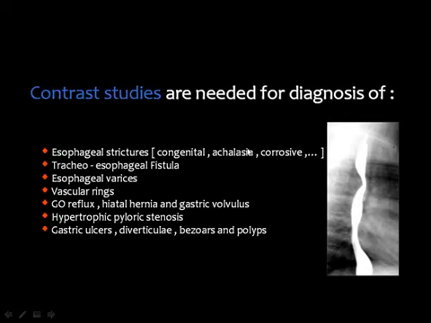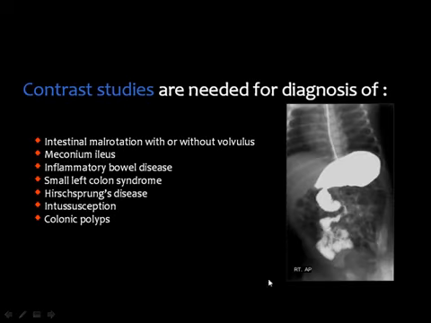Then barium or water-soluble contrast media are helpful in the diagnosis of esophageal strictures, whether congenital or due to achalasia or due to corrosives, the diagnosis of tracheoesophageal fistula, the diagnosis of esophageal varices, vascular rings, gastroesophageal reflux, hiatus hernia, and gastric volvulus, as well as hypertrophic pyloric stenosis, gastric ulcerations, diverticula, foreign bodies, and polyps.